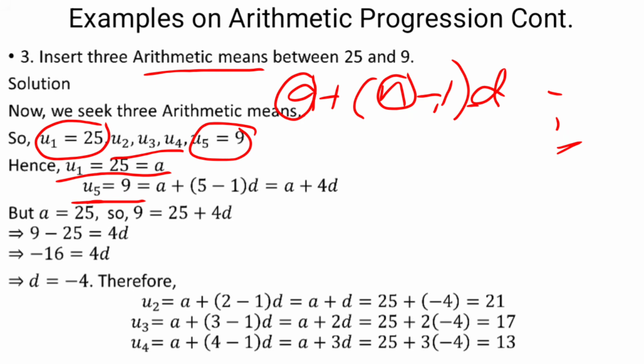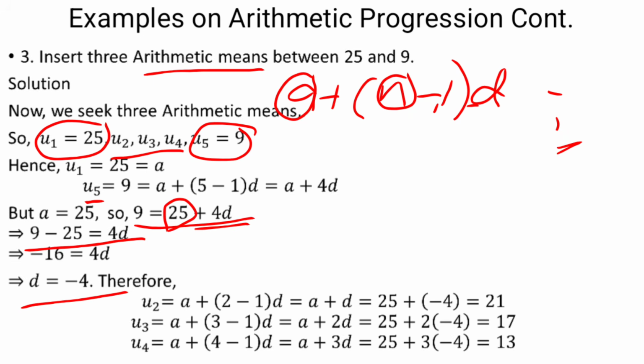So what you see here on the screen, you have 9 is equal to all of this, right? So 9, and the number here is 5. So wherever you see n, it became 5. So that's why you have what you see right here. But then we know A, right? What is A? A is 25. That's why you see 25 here and 4d. So we can simply solve the equation and get our common difference d, and that is minus 4.